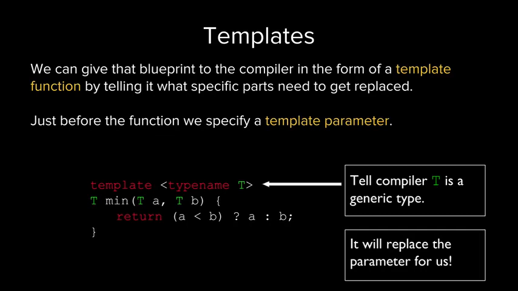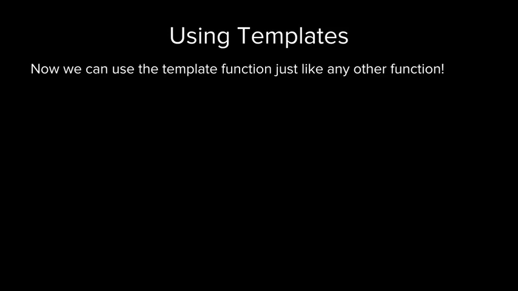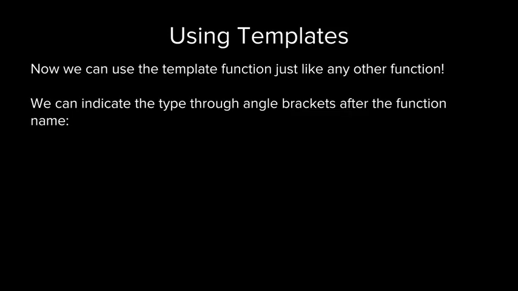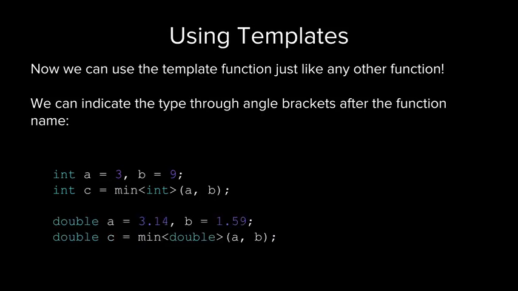So just as an example of how you would use this, let's say we've written this min function as it is. You can indicate the type of the function you want to call by specifying it in angle brackets. So let's say I have two integers, and I want to find the minimum of these two integers using my template function. I would say min with the type int replacing the template parameter, and call that function on a and b, right? And if I had double, I could do the same thing. I could call min with the template parameter being type double, and then call a and b, okay?